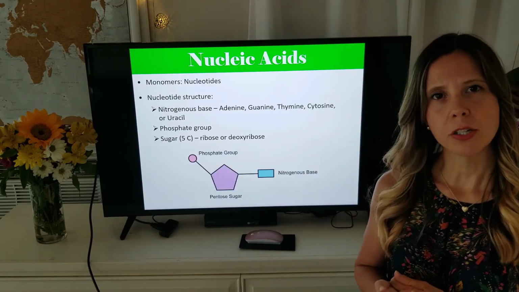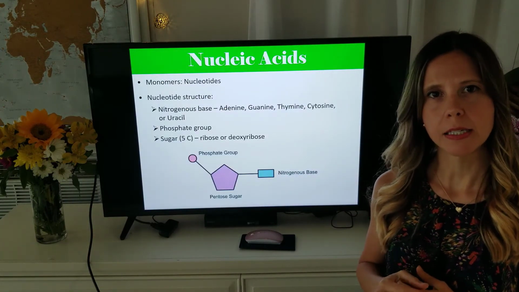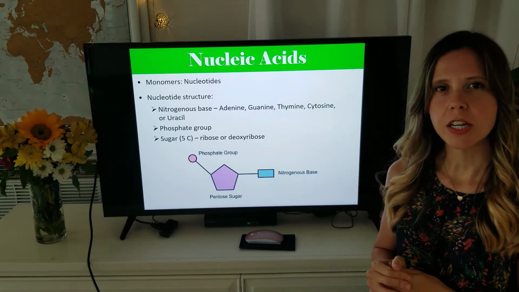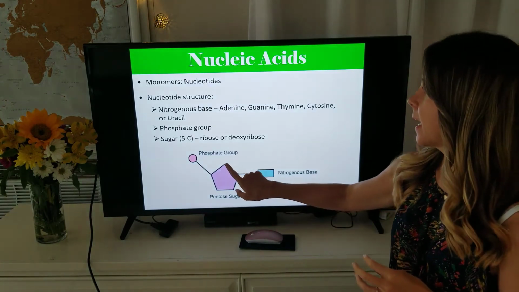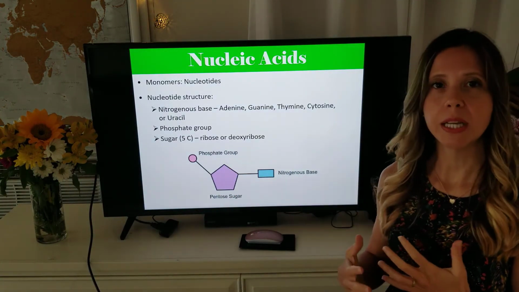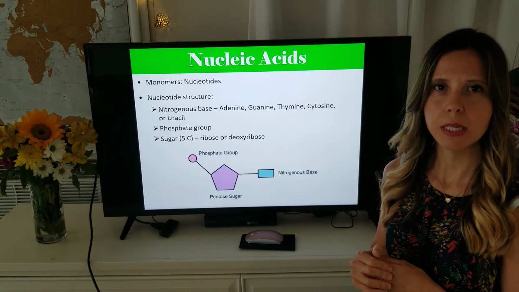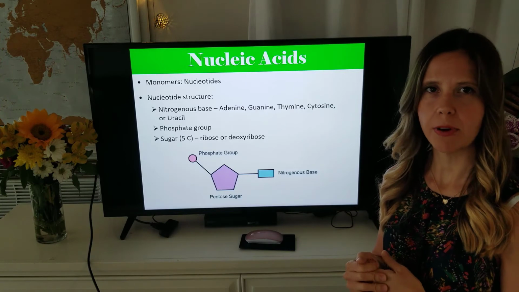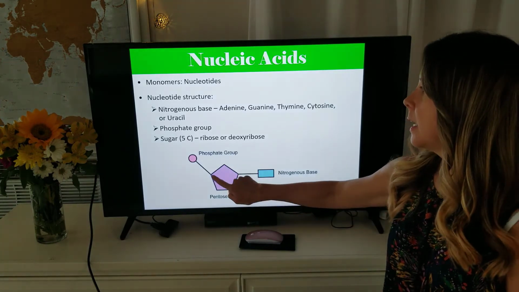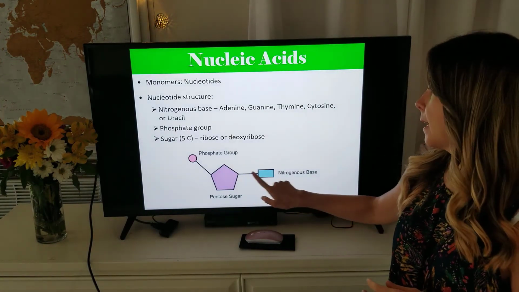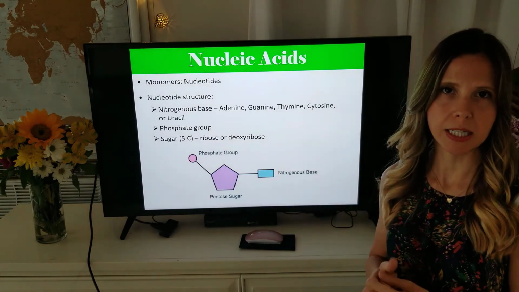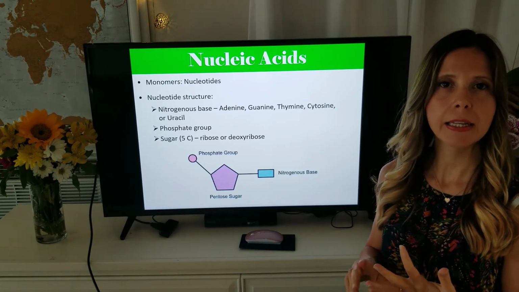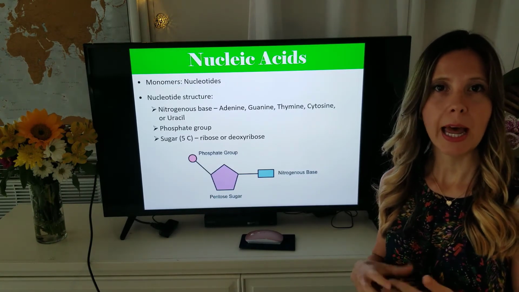Our next type of biological molecule we're going to look at is the nucleic acid. The monomer for nucleic acids is the nucleotide. Looking at the structure of that nucleotide, we see that it has a pentose sugar, pentose meaning containing 5 carbon atoms. There are 2 different types of pentose sugars we find: ribose or deoxyribose. Attached to that sugar is a phosphate group as well as a nitrogenous base, meaning it contains nitrogen. And we have 5 different possible nitrogenous bases: adenine, thymine, cytosine, guanine, and uracil.